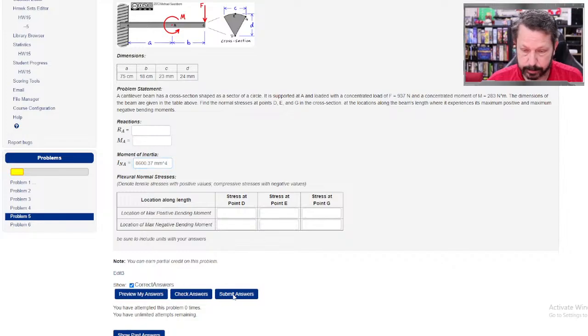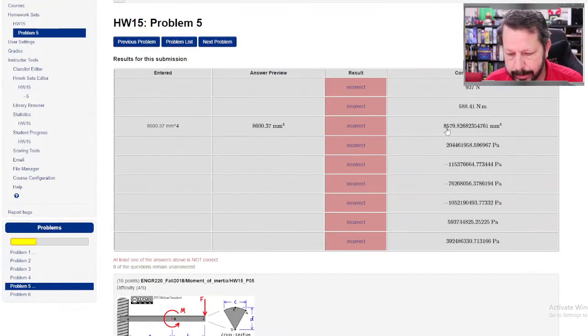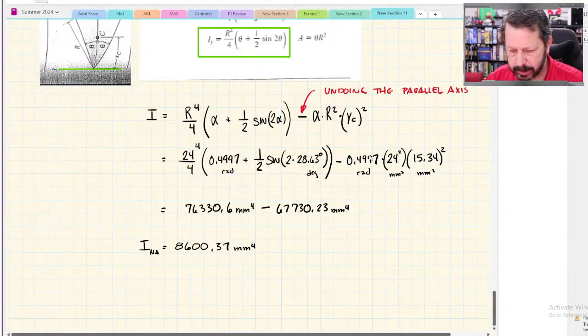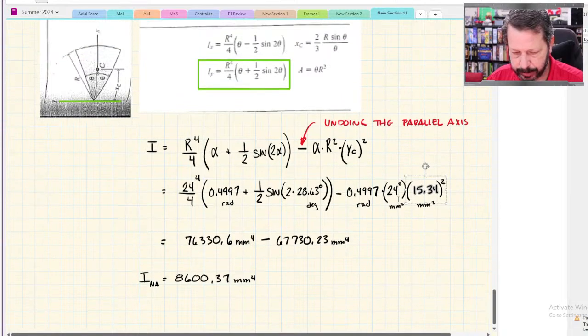We will show the correct answers because I don't know. You didn't like that. All right, so I rounded enough that it didn't like that. So what it really wanted was 8579. That's a little further off than I would like. But I did round a good bit, and we're talking about millimeters. So I rounded the 0.4997, I rounded the 28.63, I rounded the 15.34. I think it's just a rounding error. I don't think there is an actual error.